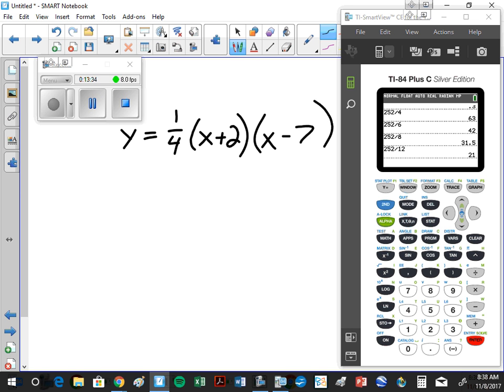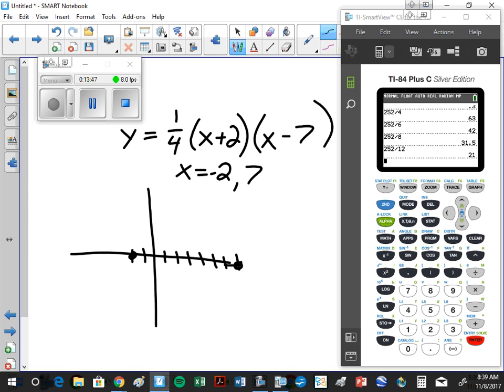Where are my roots? -2 and 7. So -2 is right there. 7 is right there. What about my axis of symmetry? Add them together and divide by 2. What is -2 plus 7? 5. 5 divided by 2 is 2.5. So right here, my axis of symmetry is x equals 2.5.